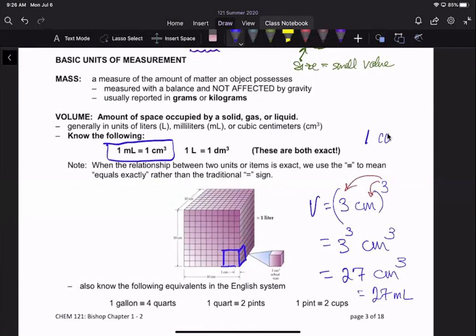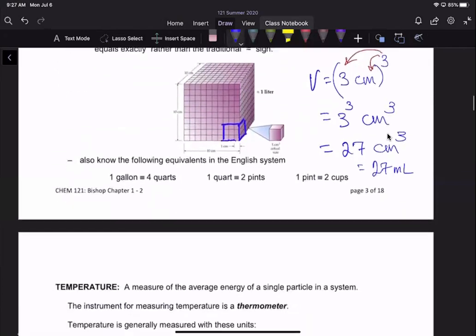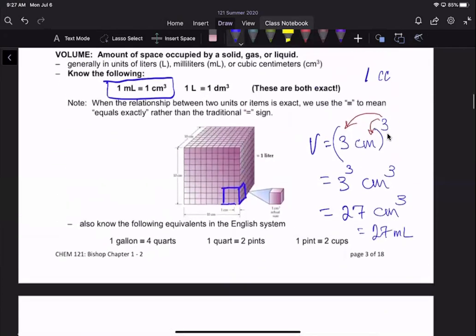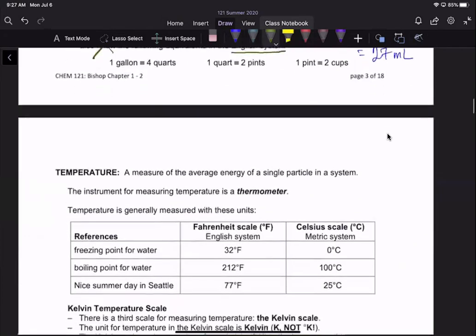So if we triple the distance of that edge length, we actually get 27 times the volume. It changes very quickly. And so for that reason, there's no standard given in the SI unit system. It just changes very rapidly. Now we have some of these English systems. These are all definitions: gallons to quarts, quarts to pints, and pints to cups. You do not need to know these. I will always give them to you if you need them. But you will see them in the grocery store.